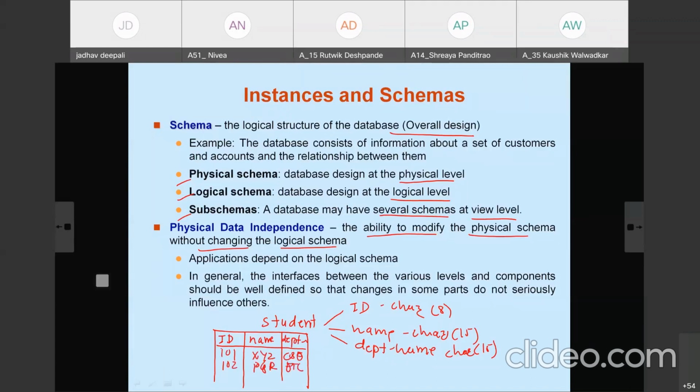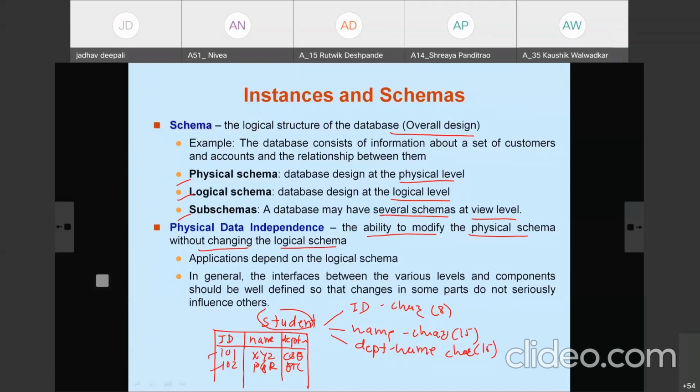So at the physical level, this schema is decided: what different attributes are there, and what are the types of these attributes. We call it a domain. I'm going to explain the definition of it. What is the domain of that attribute, and at the logical level, what data is to be stored.